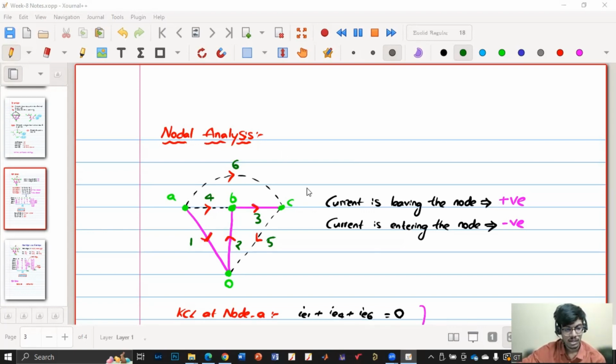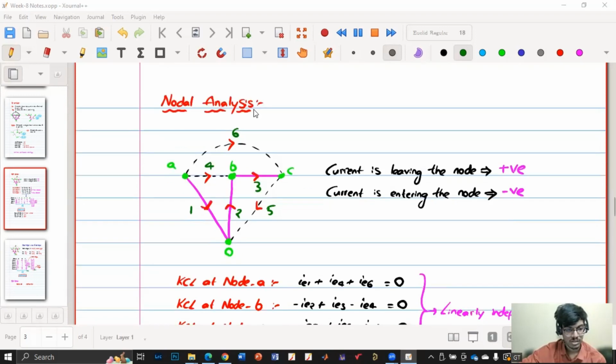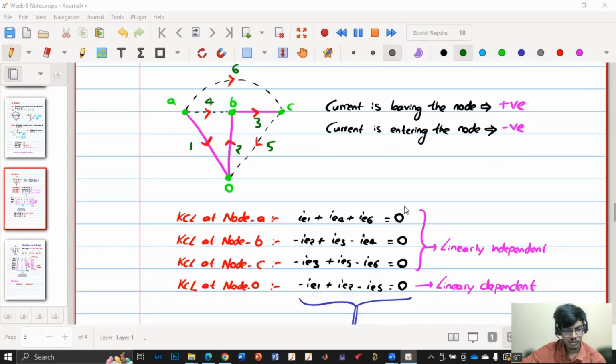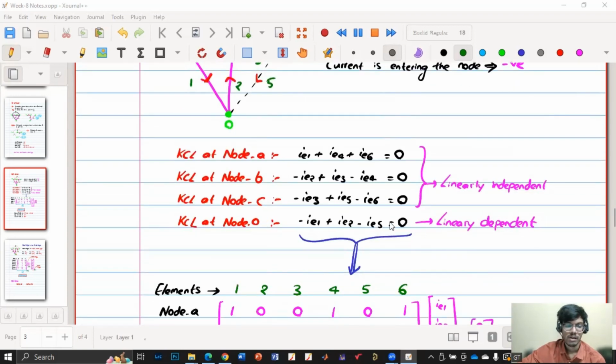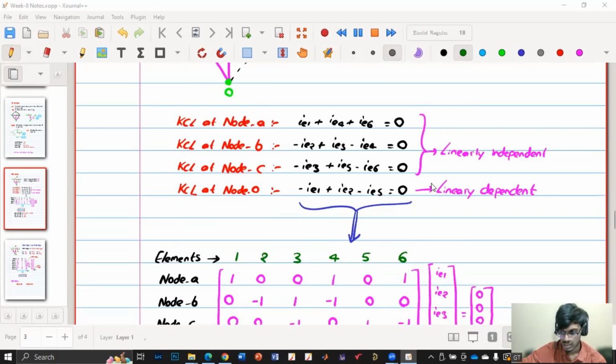Okay, let me just quickly summarize nodal analysis. In the nodal analysis, for any analysis, in this case, we have considered one tree, but here a tree is not needed. So we are considering KCL at every node. The current leaving the node is positive, current entering the node is considered to be negative. We have considered the KCL at all the nodes, but one equation is linearly dependent and also redundant because it can be obtained from the other equations. So we have not considered that one.